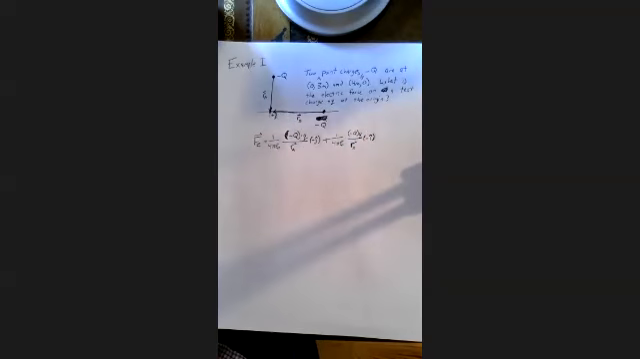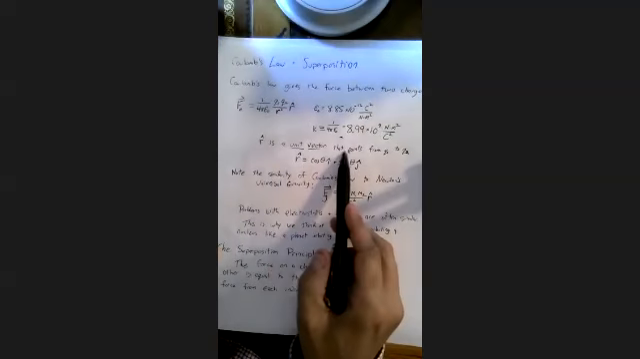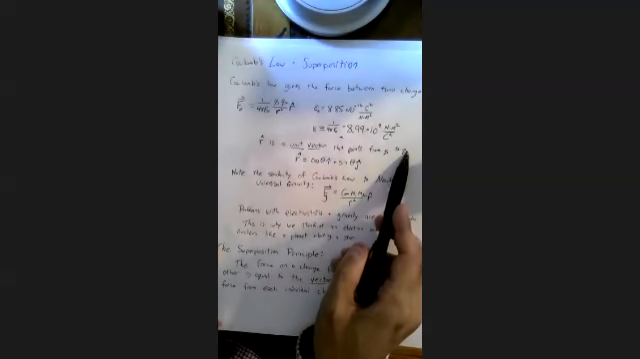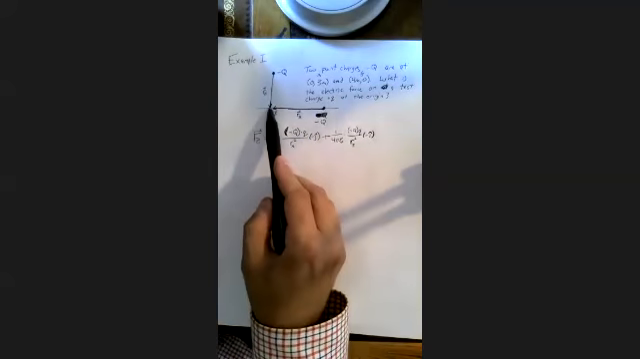Wait, why? Because r hat we divide. So if I go back to the last page, r hat is the unit vector that points from Q1 to Q2. The first charge is this one, and the second charge is this one. Okay, cool. I get it now.